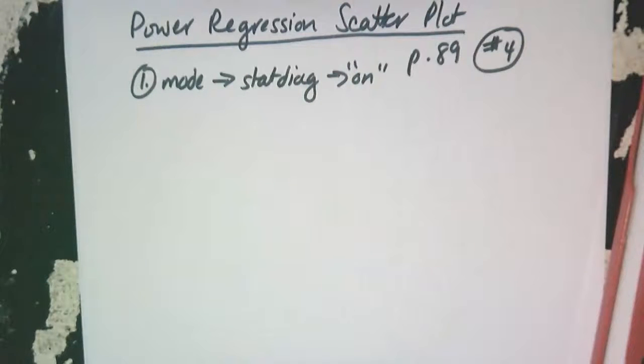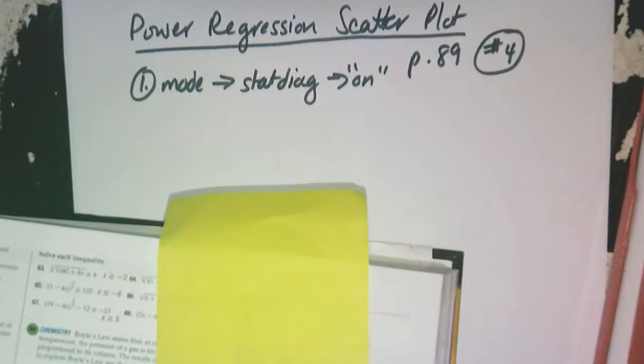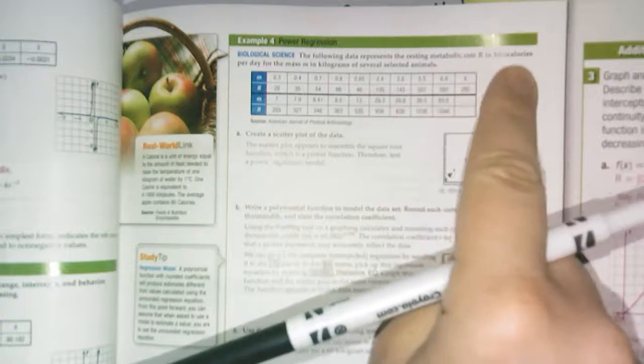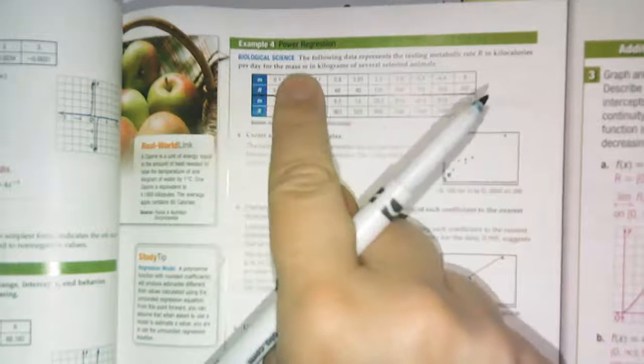So what we're going to do is your book, and mine, I would let you see it on mine, but my projector makes it so blurry. That's why I'm making you open your book, guys. Sorry about that. But on page 89, we're going to do number 4. We are going to make a scatter plot of the following data, which is representing resting metabolic rate, I guess, in kilocalories per day for the mass M in kilograms of several selected animals.